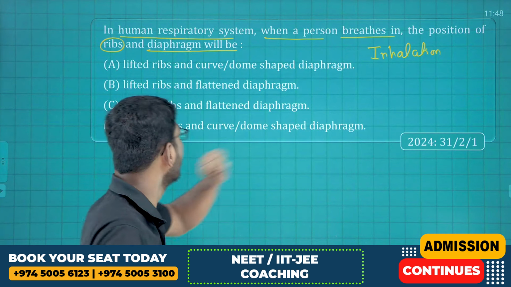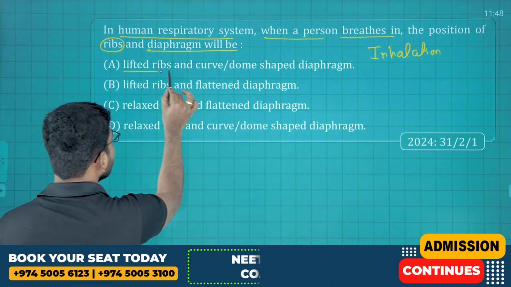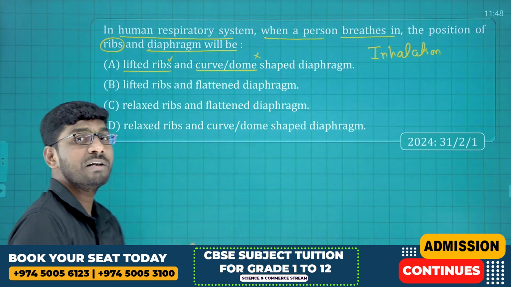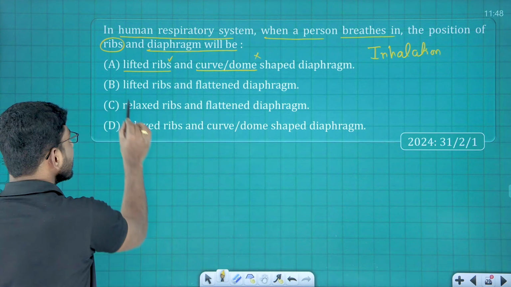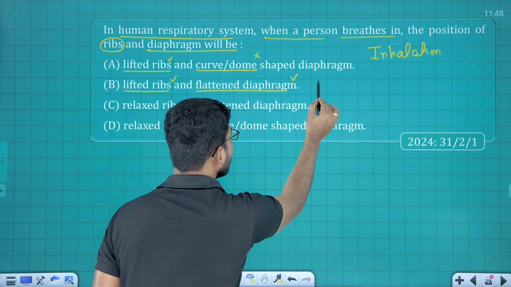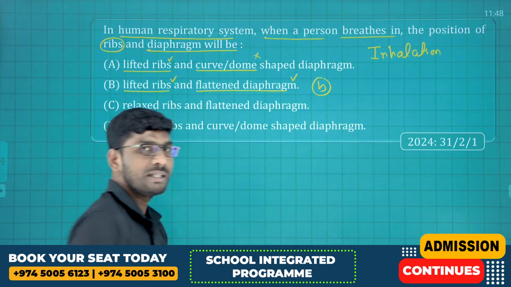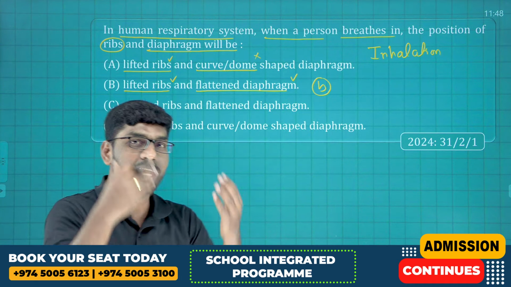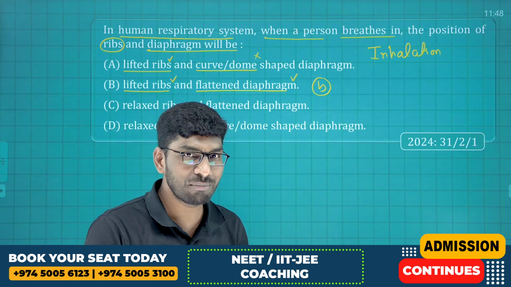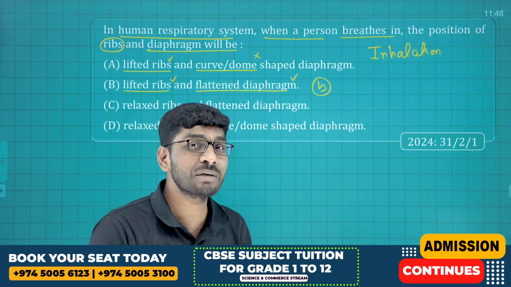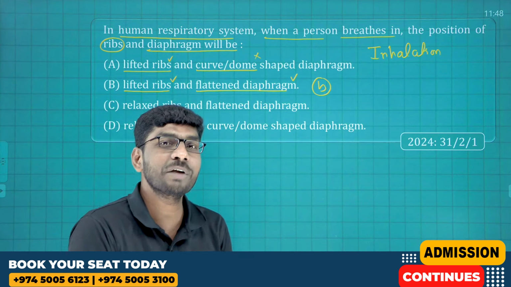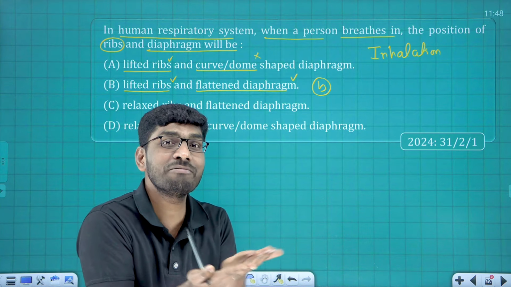Mark this one, all of you. Here, what is given? Lifted ribs, correct? And curved dome shape? No. The diaphragm will become flattened. So what is the right answer? Lifted ribs and flattened diaphragm. Correct answer, option B. During the inhalation process, the information from the medulla is sent to what? The intercostal muscles, whatever muscles are between the ribs. So the rib cage lifts up, and the diaphragm becomes flattened.